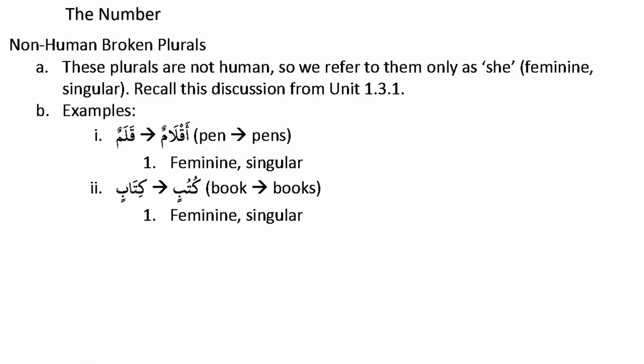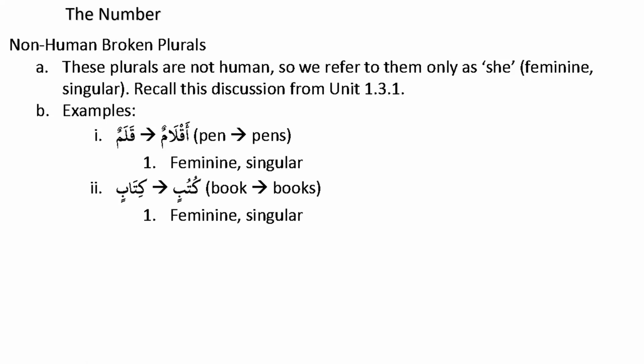For kitab, it became kutub. So kitab was one book. Kutub, it's not kitabuna, kitabina. So these are broken plurals and these are non-human. Obviously pen is non-human, book is non-human, right? When it is a non-human broken plural, and if I ask you what is the gender of this word, obviously you say she, meaning feminine. We already talked about this last week. We said one of the categories is that when non-human things are plural, they are considered feminine.